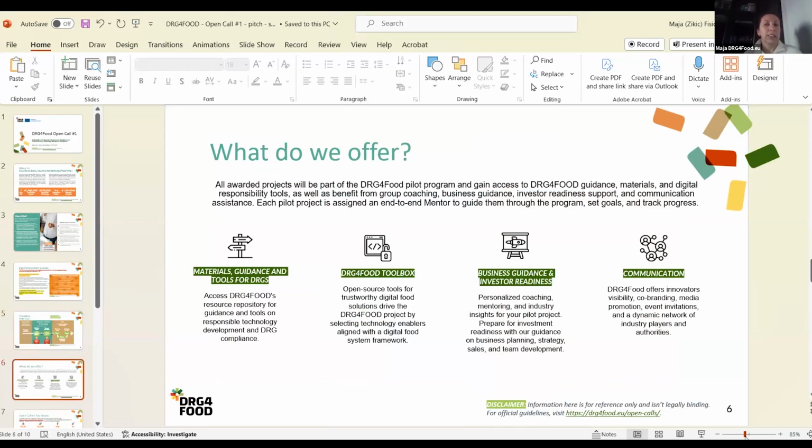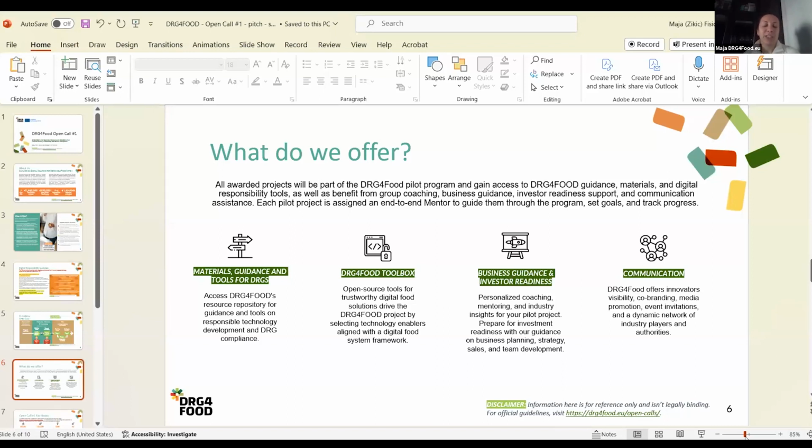What do we offer to you in the scope of this pilot project? Apart from the funding, we also offer materials, guidance, and tools to help you align with digital responsibility goals and requirements. We offer you access to our toolbox, which is about to be launched in a couple of weeks, where you will be able to access a set of enablers and tools, and you will also be able to contribute to the toolbox. So it's a two-way street.